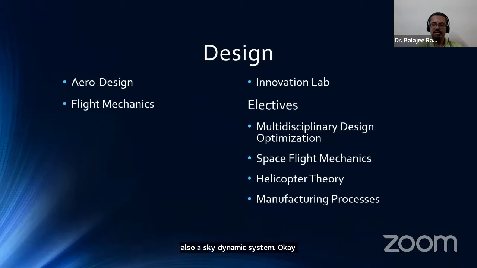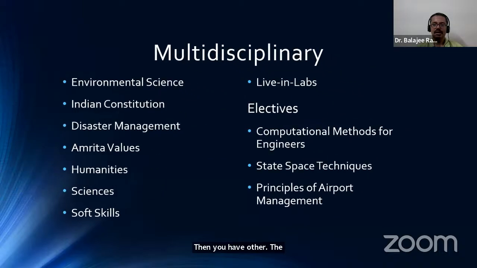Then we have design, where you have to put everything together and come up with a design. So we have an aero design course and a flight mechanics course closely related to aero design, because after you design, you have to test the performance of your aircraft. Whether before or after design, you have to learn flight mechanics, how the aircraft flies, and how the performance can be improved. Then you have other design-related electives, and multidisciplinary courses and electives also.